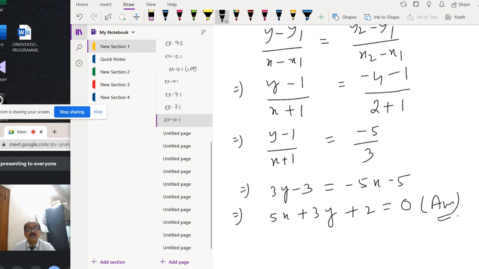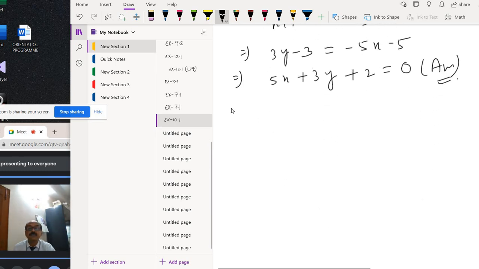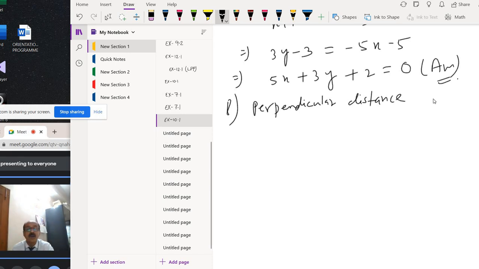Yes, sir. Number 8. Question number 8: perpendicular distance from the origin.